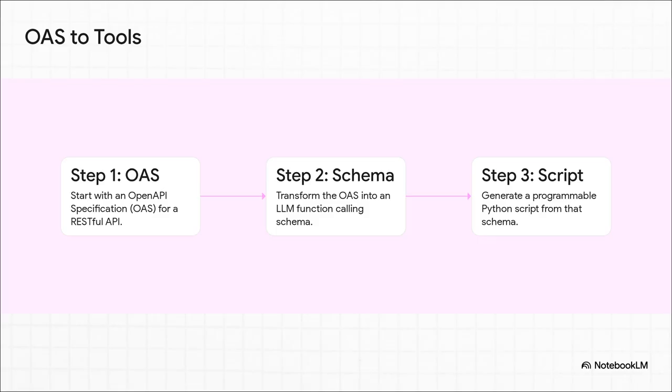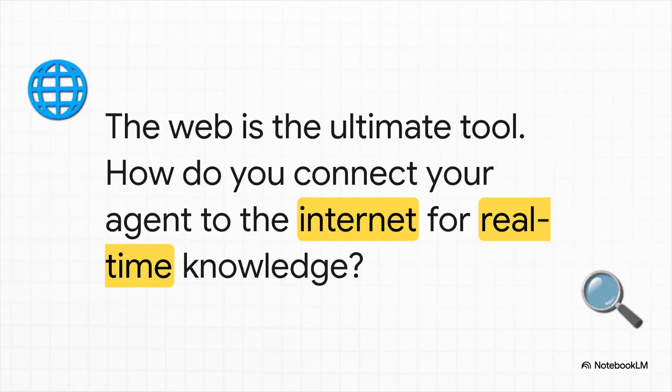And this slide lays out the process perfectly. You start with what's called an OpenAPI specification. It's basically the instruction manual for a REST API. From there, you transform that spec into a schema that an LLM can understand, something called a function calling schema. And finally, you generate a programmable Python script from that. Simple, right? Well, a word of warning, this is almost never a one-click process. You're probably going to need to write some code yourself or use a specialized service that can handle this tricky translation for you.